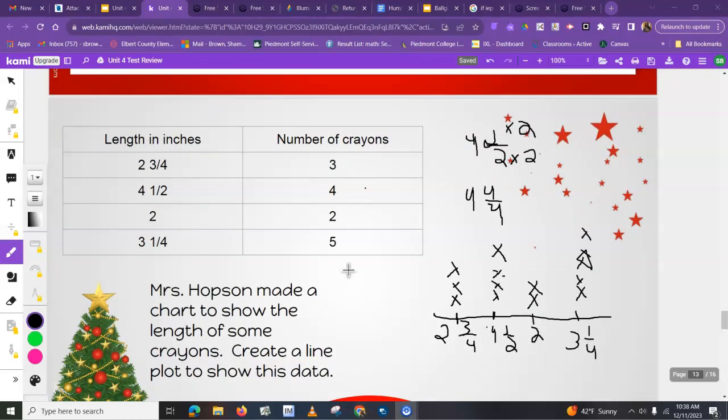This says Ms. Hobson made a chart to show the length of some crayons. Create a line plot to show this data. So I did that over here. I have 2 3/4. 3 of them should have 2 3/4. And then I have 4 1/2. 4 of them should have 4 1/2. So I just plotted that. And then 2 of them should have 2. So I plotted that. And then 3 1/4. 5 of them should have 3 1/4. So I plotted that. 1, 2, 3, 4, 5. So that's how you make a line plot.